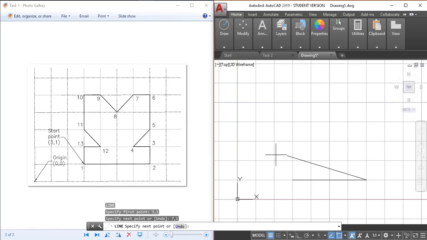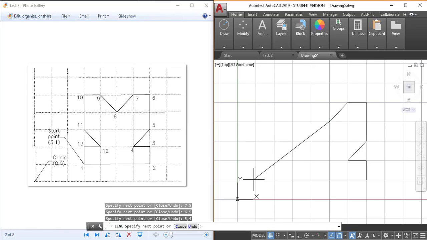So now for the third point, the coordinates are 7, 2. For fourth point the coordinates are 6, 2. For fifth point the coordinates are 7, 3. For sixth point the coordinates are 7, 5. For 7th point the coordinates are 6, 5. For 8th point the coordinates are 5, 4.